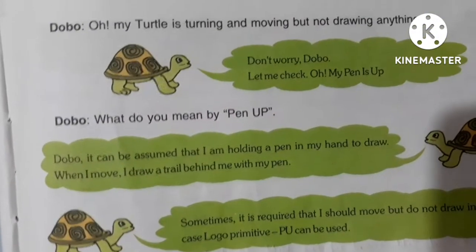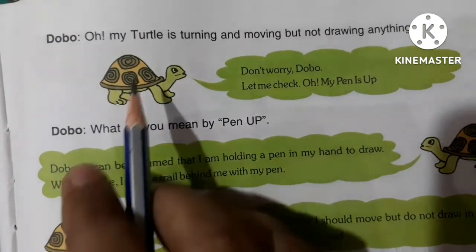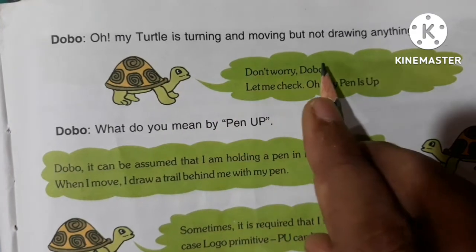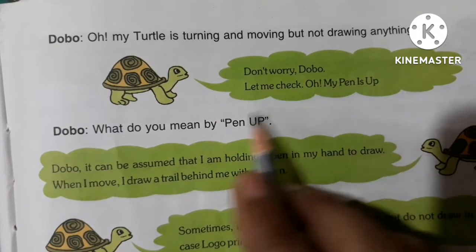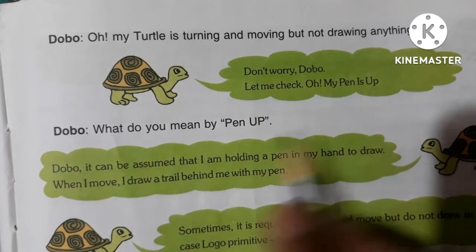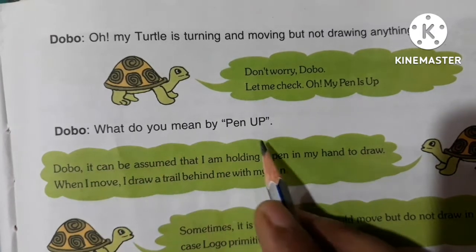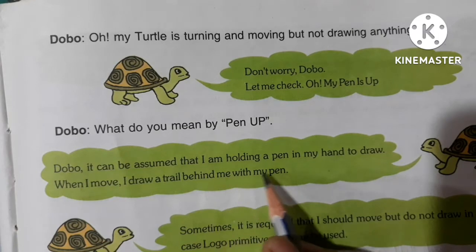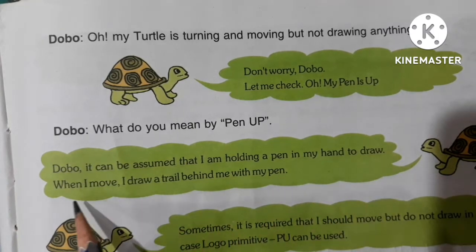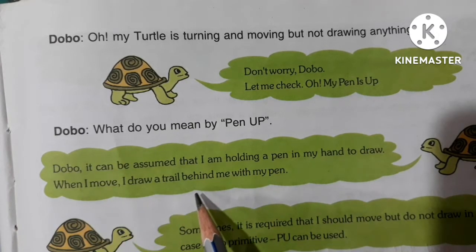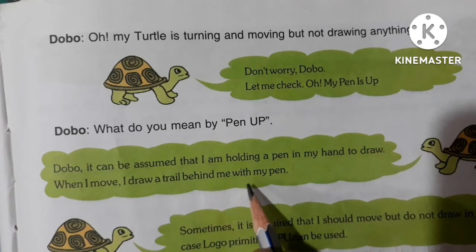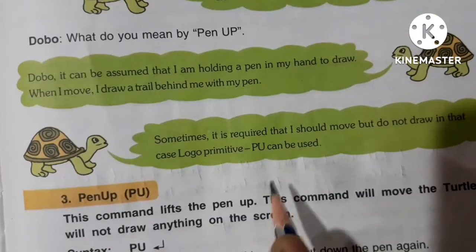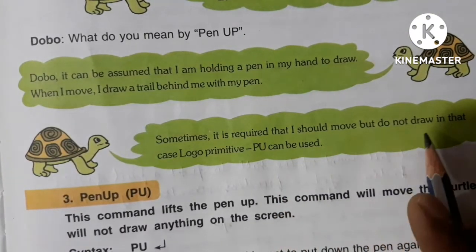Now next thing, Dogo. Oh, my turtle is turning and moving but not drawing anything. Don't worry, Dogo, let me check. Oh, my pen is up. Dogo: What do you mean by pen up? Turtle: Dogo, it can be assumed that I am holding a pen in my hand to draw. When I move, I draw a trail behind me with my pen. Sometimes it is required that I move but do not draw.